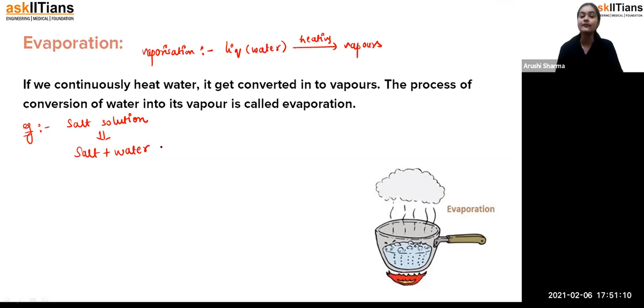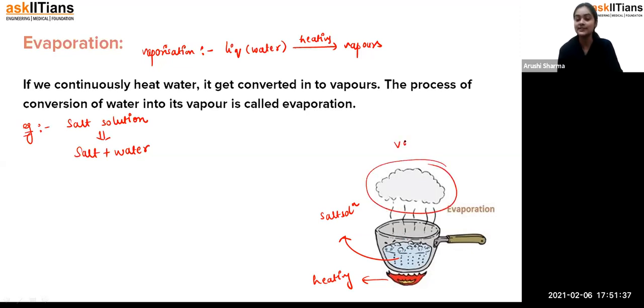How? When you start heating the solution of salt and water, for example, you can see here that the heating is provided from here, and this is the pan. Let's say this pan has the salt solution. When you start heating, we know that water generally converts into vapors very easily. So the water gets converted into vapors, as you can see here, and the salt is left behind. That's how you can separate substances like salt and water by using the evaporation technique.